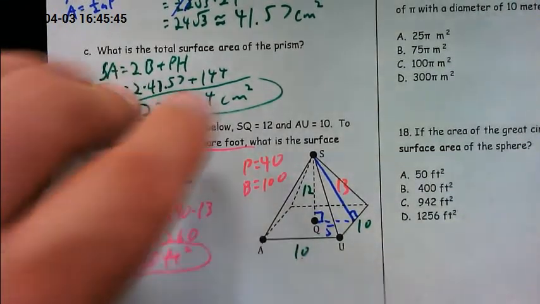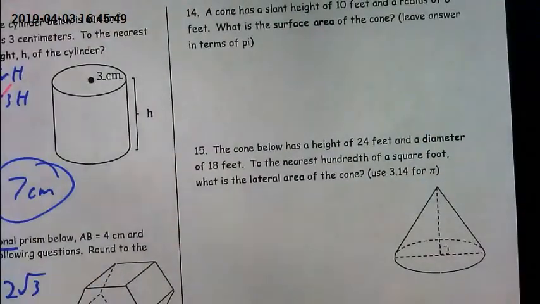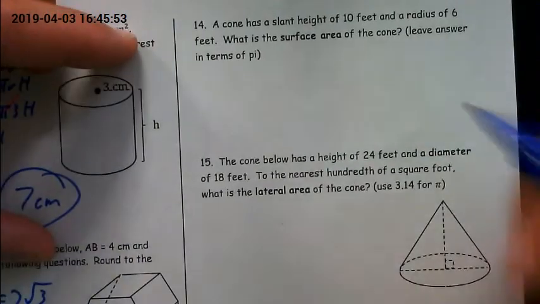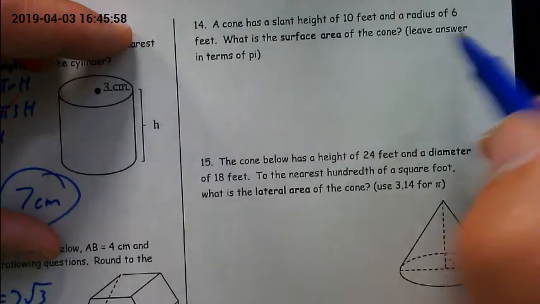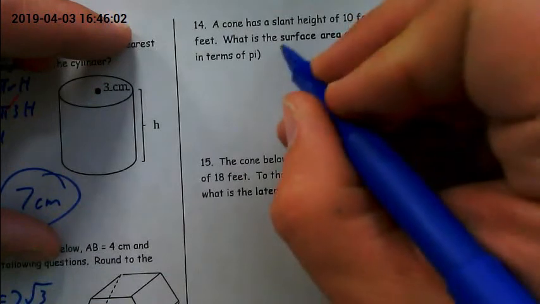All right, on to the next one. Number 14, a cone. Now, they didn't draw a cone here. If you want to draw a cone, it might help you. All right, let's see what they gave us, though. A cone has a slant height of 10, a radius of 6. What is the surface area of a cone? Well, let's write out the formula first and see if we need anything.